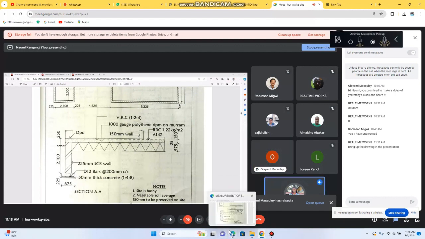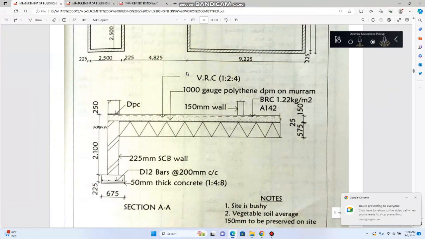All right, very good. That is correct, Alan and Olemi. You have said it very right. The width of the trench here is 675. The width of the wall is 225. So 675 minus 225, we shall get 450. 450 divided by 2, we shall get the spread this side and spread this side. So 450 divided by 2 is 225. So the spread outside here is 225, inside 225. I hope we are together.